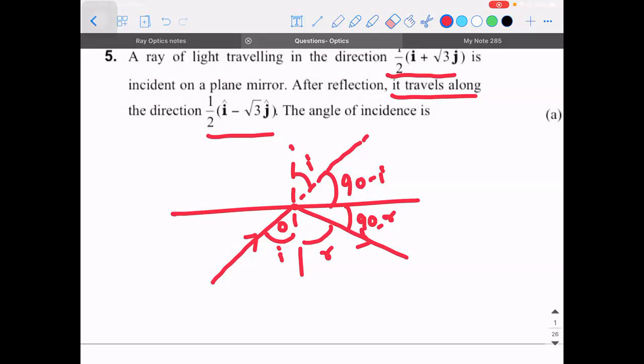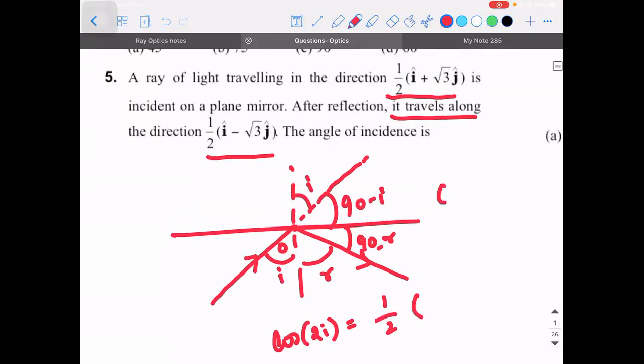See, since they are given as two vectors, can I find cos 2 theta? Since i is equal to r, if I find cos 2i, I will get the angle between those two vectors. Now, what is the formula for cos 2i? Cos theta is equal to A vector dot B vector divided by magnitude of A vector into magnitude of B vector.